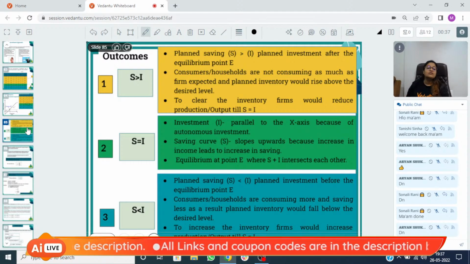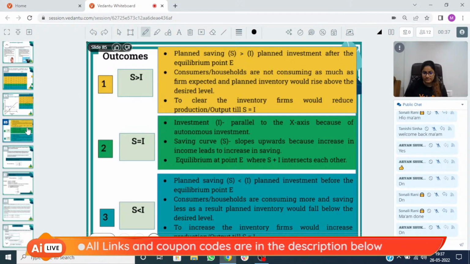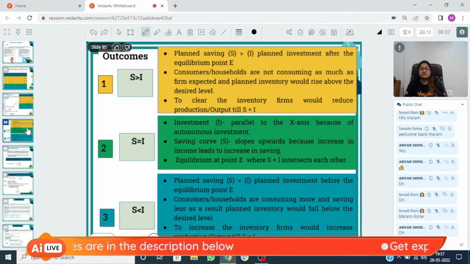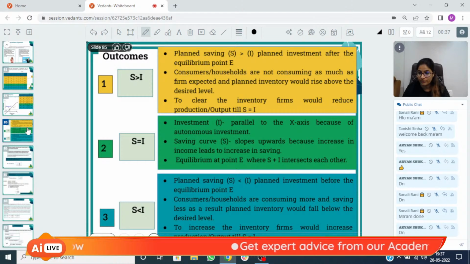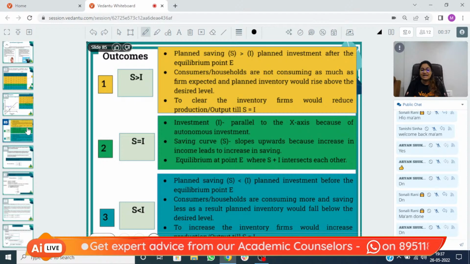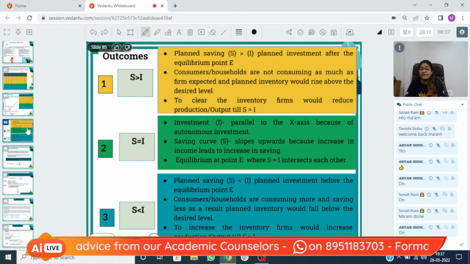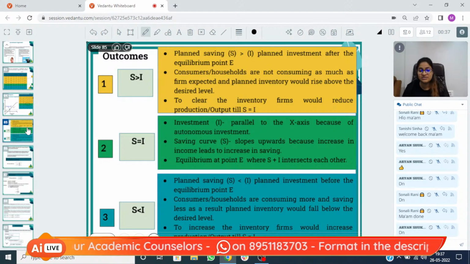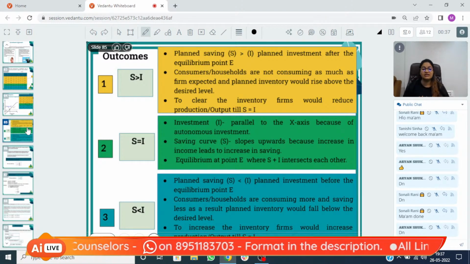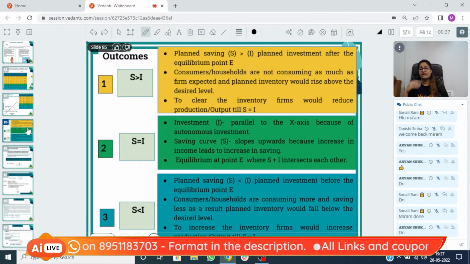Then we have savings less than investment. Here the planned savings are less as compared to the investment. So households and consumers are consuming more and saving less, which means the planned inventory that we had planned is falling. So what do we do? We increase the investment, we increase the inventory till the time savings will be equal to investment.